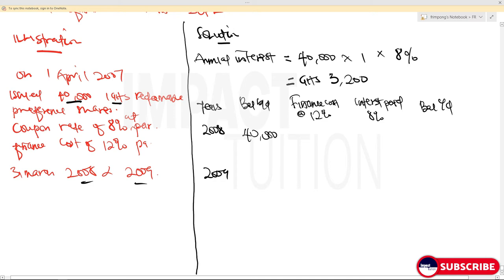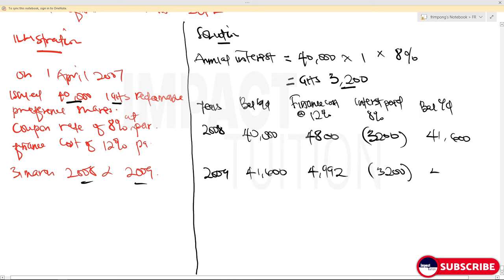The finance cost at 12% is 4,800. The interest paid per our calculation is 3,200, and the closing balance is 41,600. 40,000 plus 4,800 minus 3,200, 41,600. This becomes the opening balance for year 2009. Finance cost at 12% is 4,992, and our interest paid is still the same, 3,200, and this is giving us a closing balance of 43,392.